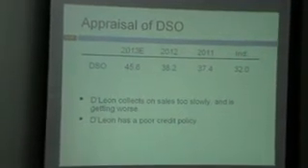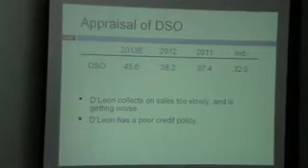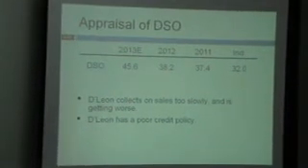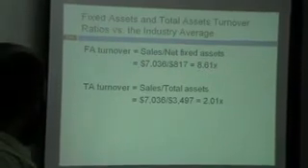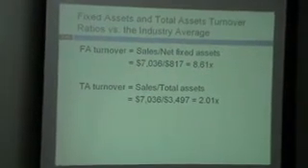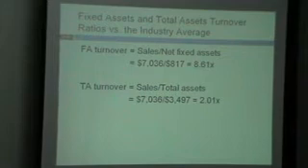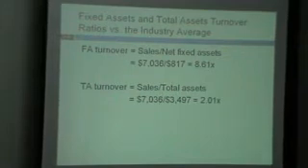No, but let's see. Maybe the company has strength in other areas. So these two areas are weak, we have identified, but let's see. Now, fixed asset and total asset turnover ratios versus the industry average.